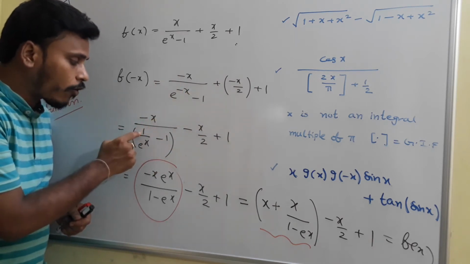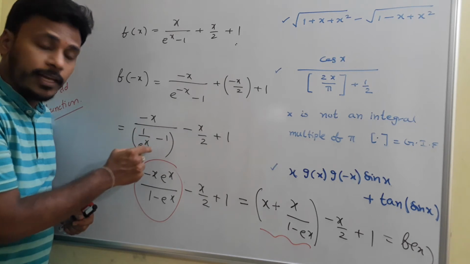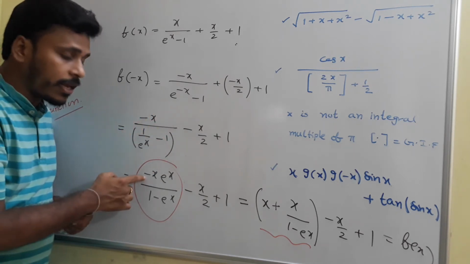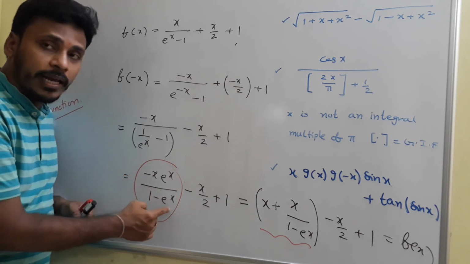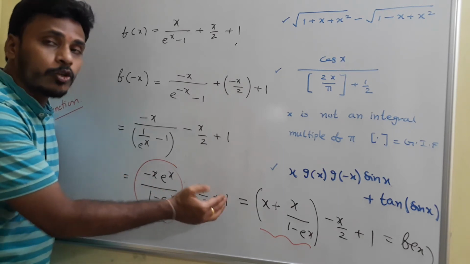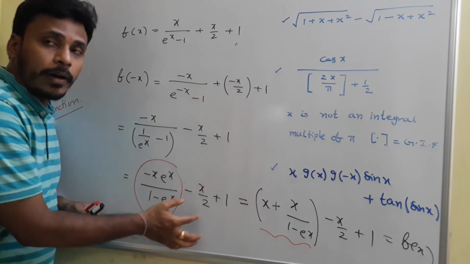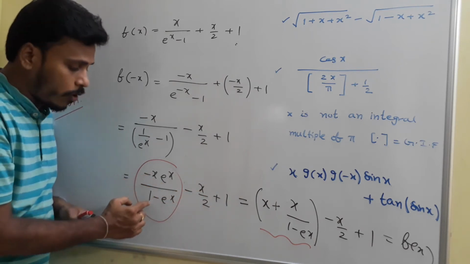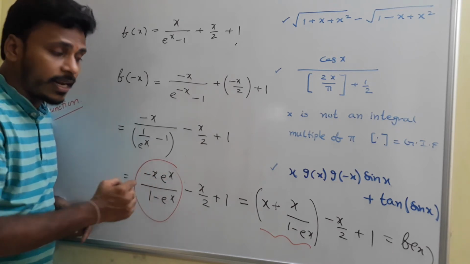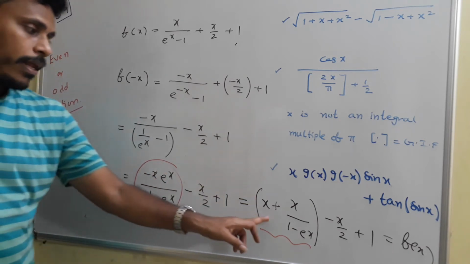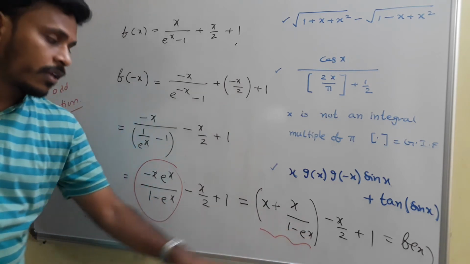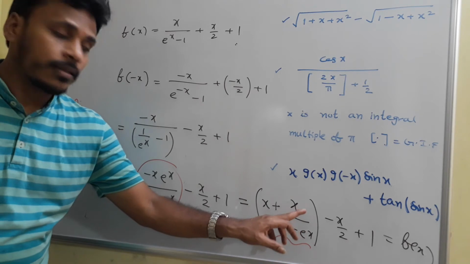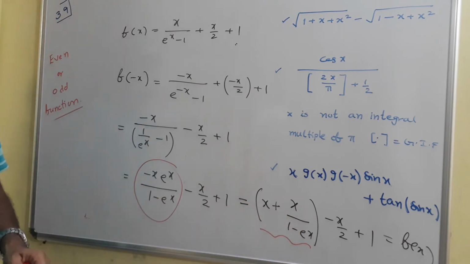In the denominator, 1 minus e power x, if you simplify it, 1 minus e power x will go up and it becomes minus x e power x by 1 minus e power x, minus x by 2 plus 1. You just leave these two parts and pay attention to this first term. This minus x e power x by 1 minus e power x can be written as x plus x by 1 minus e power x. If you take LCM, x minus x e power x.